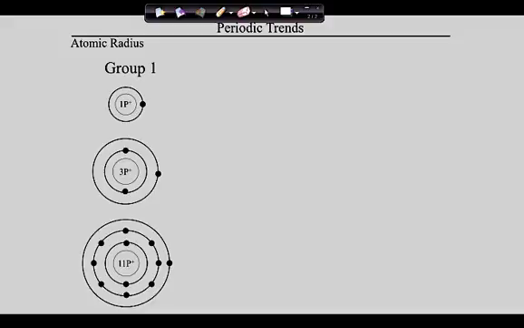Don't write this down, obviously, but here's what we've already established. When we go down a group, these get bigger, and we're good with the idea that it's because we're adding layers, right? Okay, now let's move left to right across a period. So guys, we're going to pretend that helium's over here in group 2. It's really in group 8, but we're going to say it's in group 2.